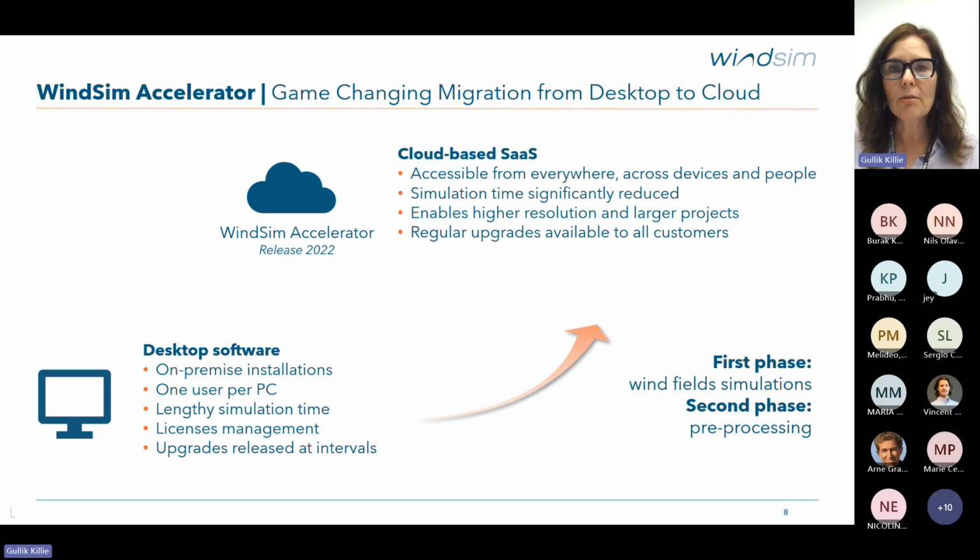Whereas the cloud, as we know, it's accessible from everywhere, across devices, and people, across geographies and locations. So teamwork is easier, and no heavy investment is required. So the TCO, total cost of ownership, is much, much better. Also, with quote-unquote unlimited computational resources, the simulation time is significantly reduced. So we can see that the projects, the simulations are being completed much, much faster.